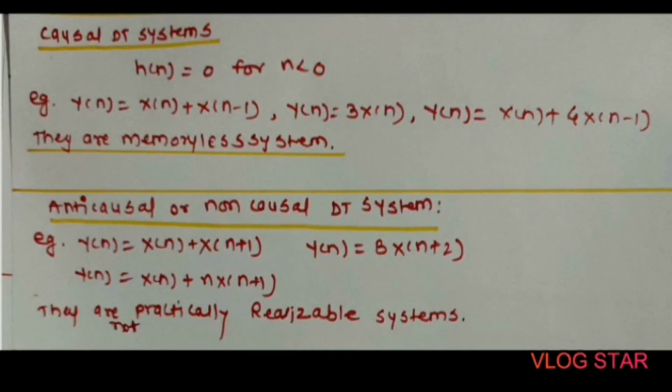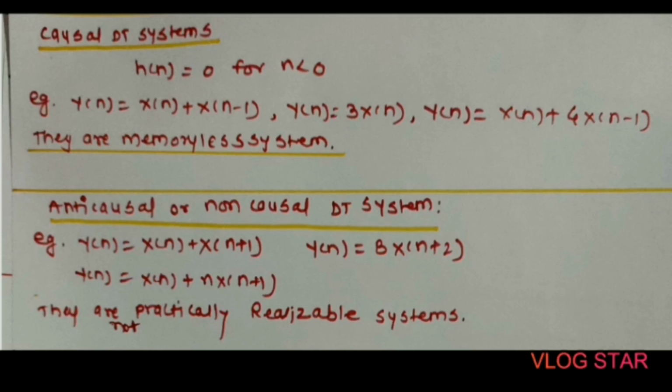Next are the anti-causal or non-causal discrete time systems. A discrete time system is said to be an anti-causal system if its output depends on not only the present and past inputs but also on future inputs. For example, for a non-causal system, output y of n is a function of x of n, x of n minus 1, x of n minus 2, up to infinity, etc., as well as a function of x of n plus 1, x of n plus 2, up to infinity.